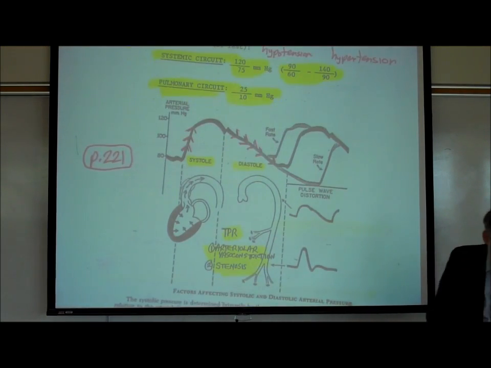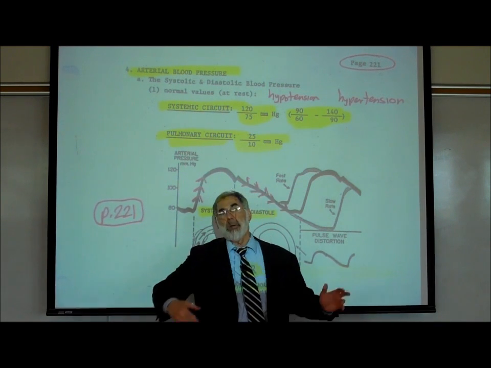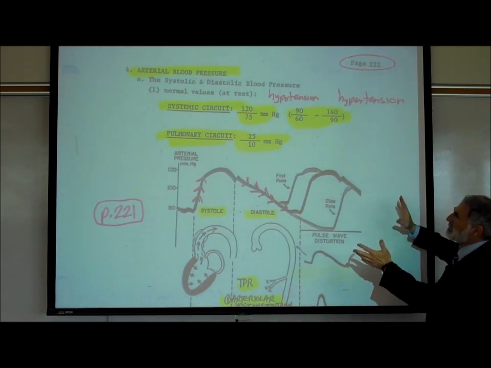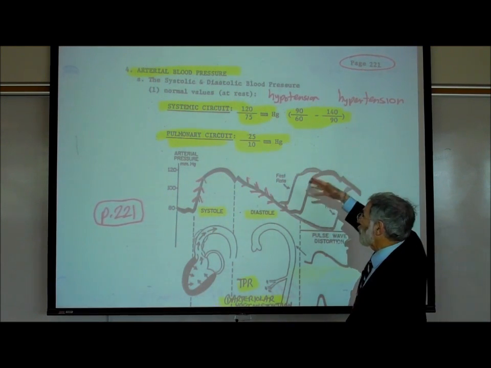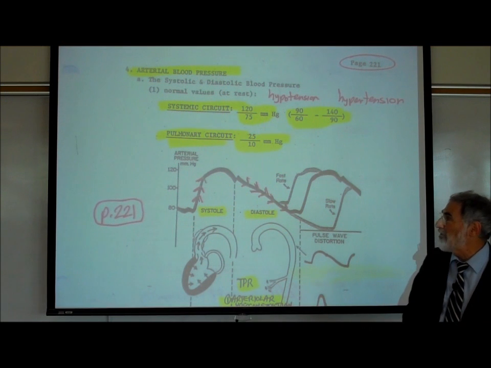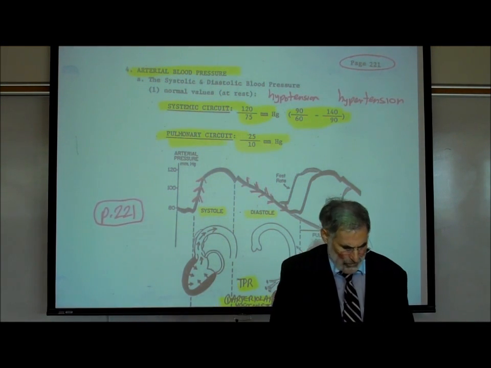All right, one more thing. What's the blood pressure in our pulmonary arteries? I'm not going to ask you to know the range, but I am going to ask you to know what a normal pulmonary arterial blood pressure is. It's 25/10. Have we ever mentioned that before?